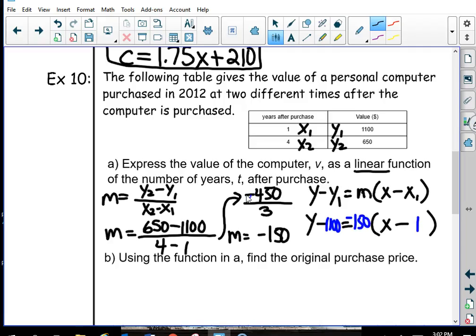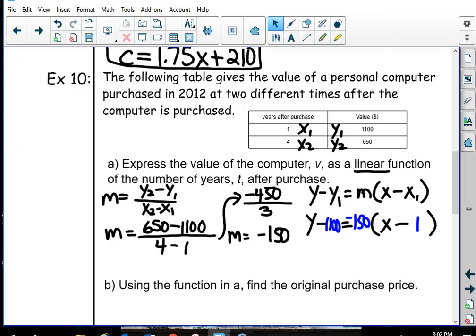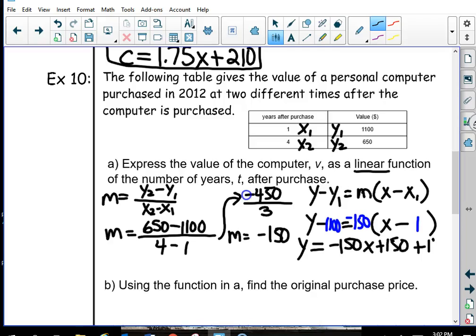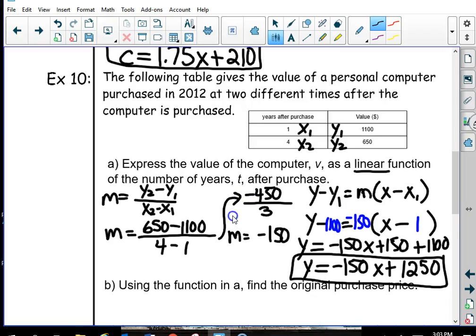So my final equation, now I need a little more room. So we get y, I'm going to add 1100 to the right-hand side to save space, equals negative 150x plus 150 plus 1100. In slope-intercept form, that looks about right. And if it's not right, you guys will tell me.